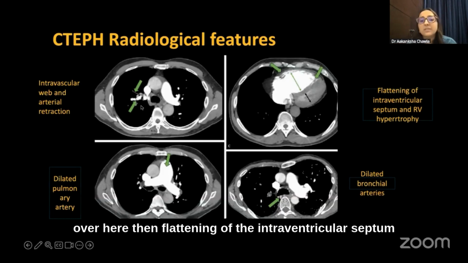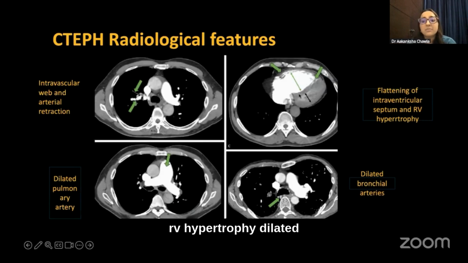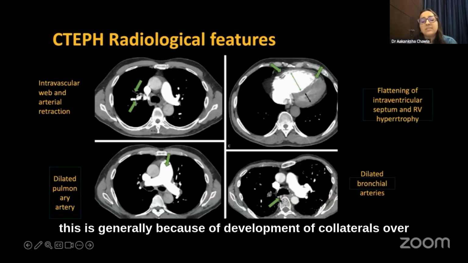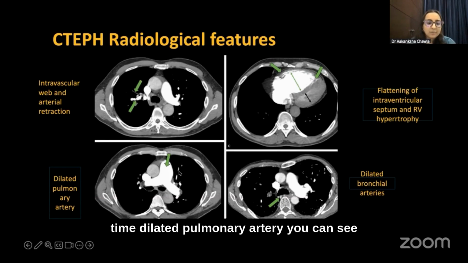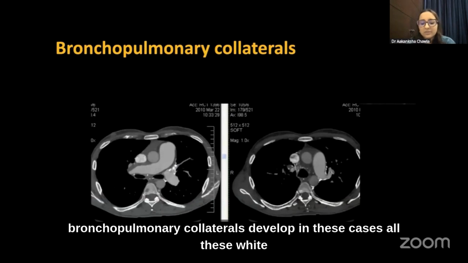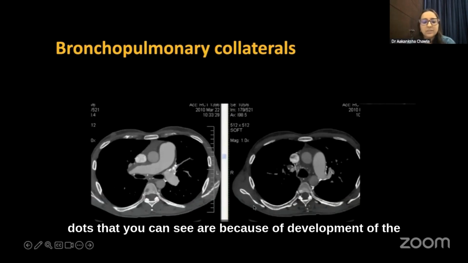Then flattening of the intraventricular septum, RV hypertrophy, dilated bronchial arteries, these white dots basically, and this is generally because of development of collaterals over time. Dilated pulmonary artery, you can see there's an enlarged pulmonary artery. So bronchopulmonary collaterals develop in these cases. All these white dots that you can see are because of development of the collaterals.